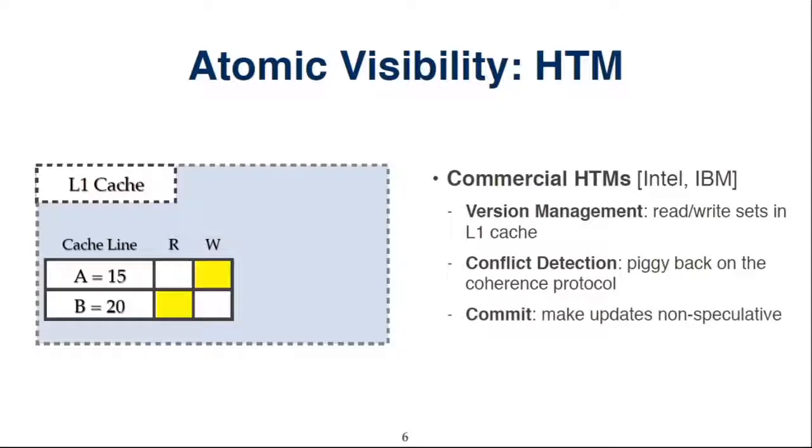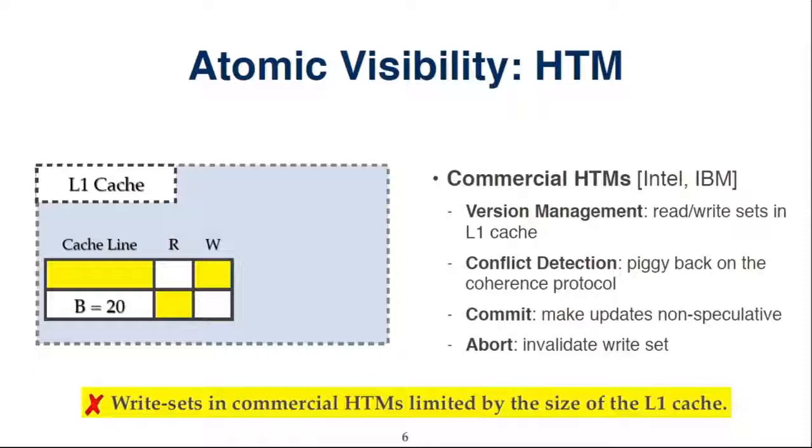In order to commit a transaction, all the HTM has to do is mark the write set as non-speculative and clear the read-write bits. And in order to abort a transaction, they invalidate the write set of the aborting transaction. However, commercial HTMs have a problem, which is that the write set of these HTMs is typically limited to the size of the L1 cache. And this problem gets even worse because of conflict misses; you might not even be able to utilize the full capacity of the L1 cache for your write set.